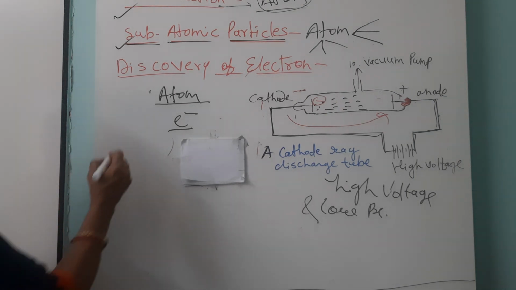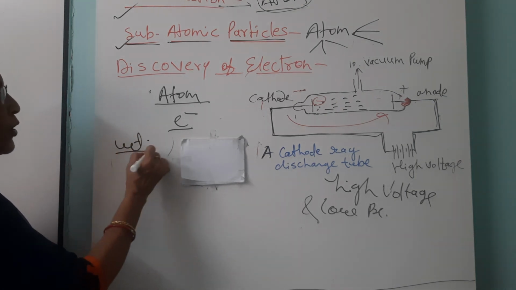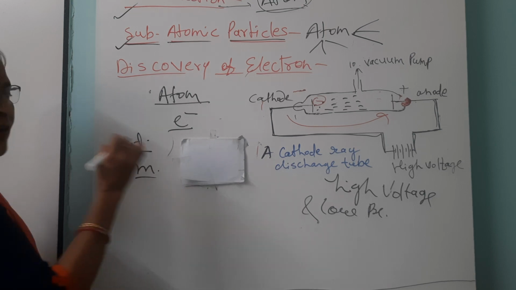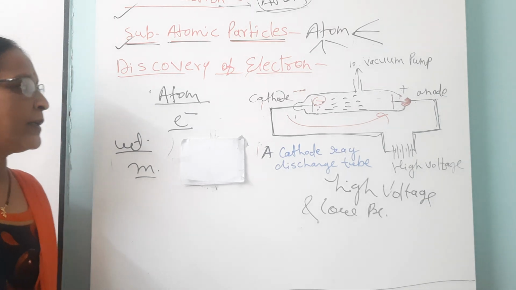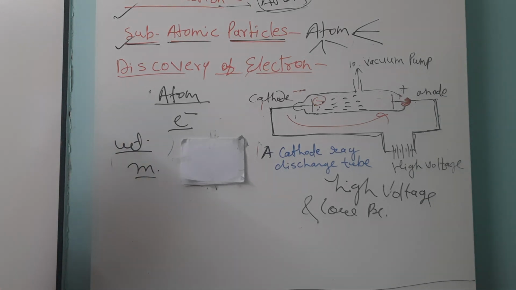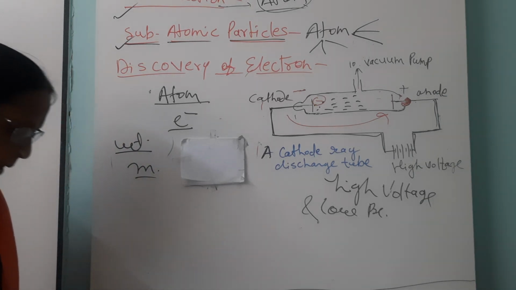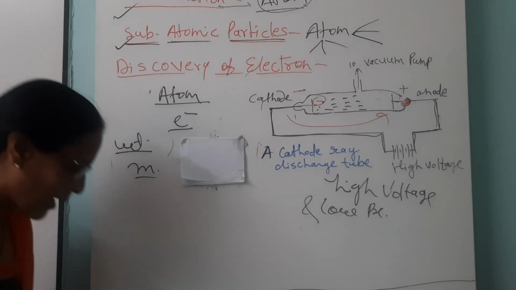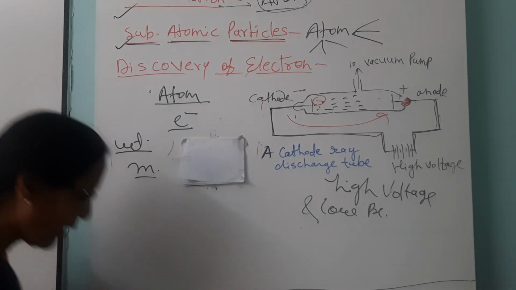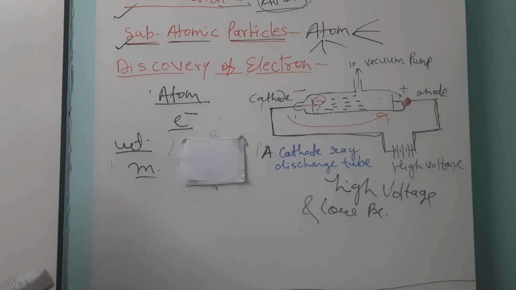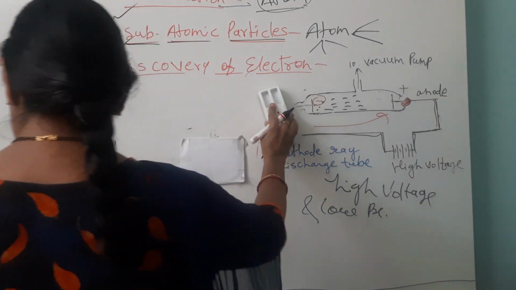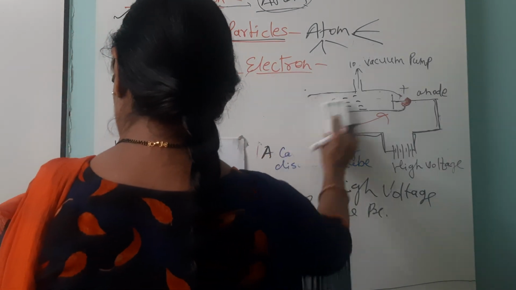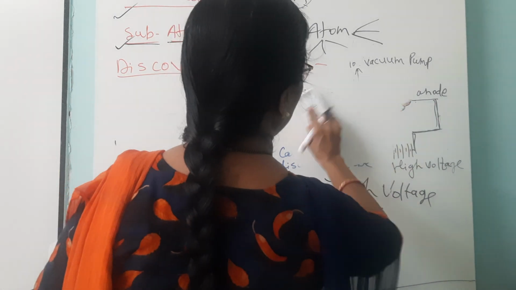Now, what is the weight, or the mass, of the electron? This is also important: how can we calculate the mass of the electron? To calculate it, one equation has been given. We know very well the Einstein equation, E equals mc square. So here, students, now we will go towards the charge to mass ratio.